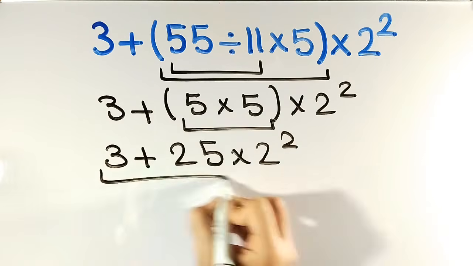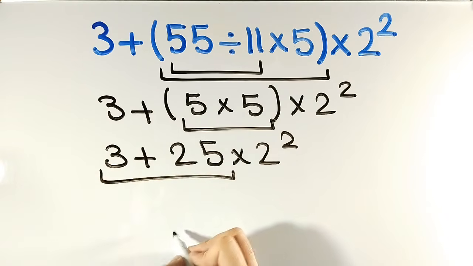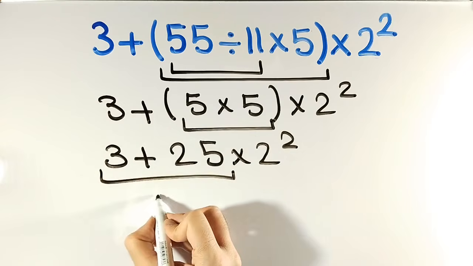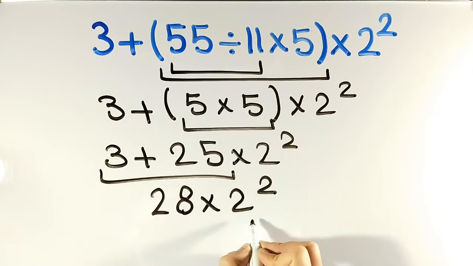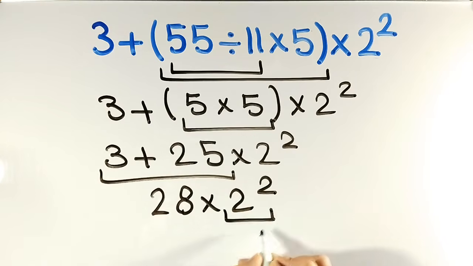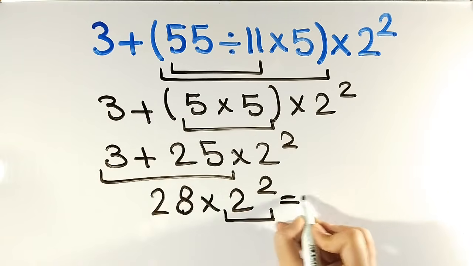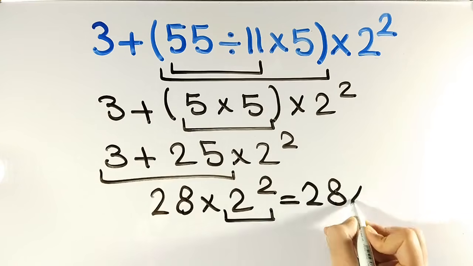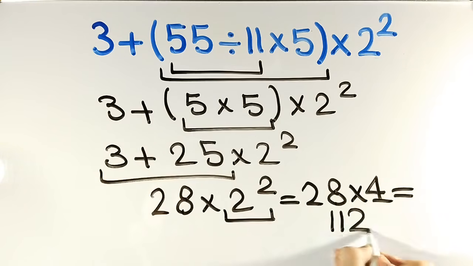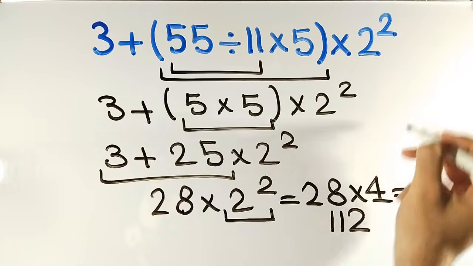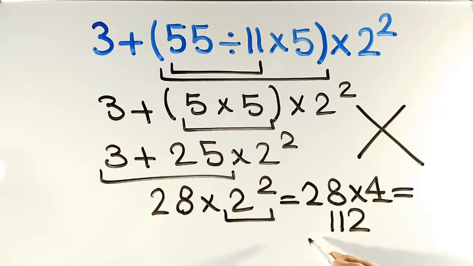Then they go for the addition between 3 and 25, and instead of this expression, they write 28 multiplied by 2 squared. Next, they go for the exponent, and instead of this expression, they write 28 multiplied by 4, which finally gives them the answer 112. However, this answer is absolutely wrong.